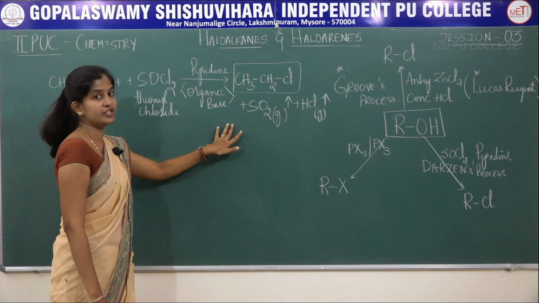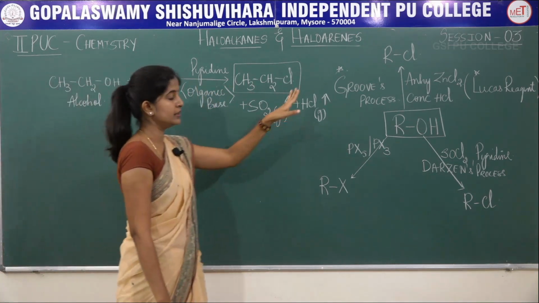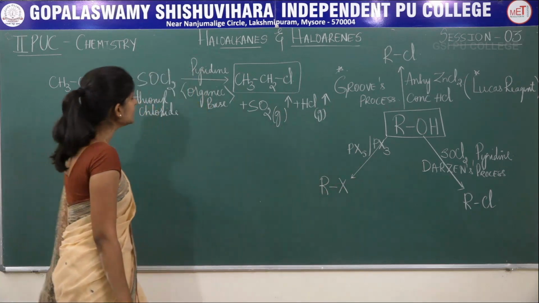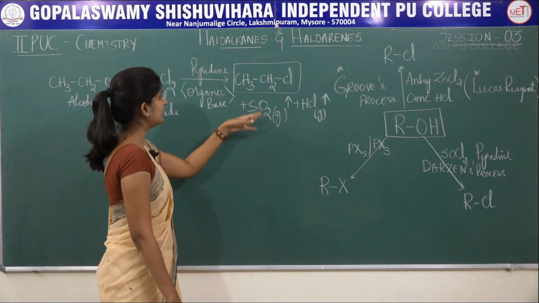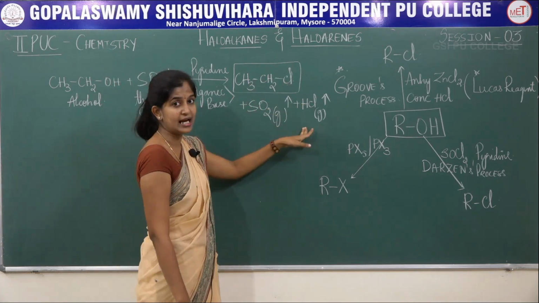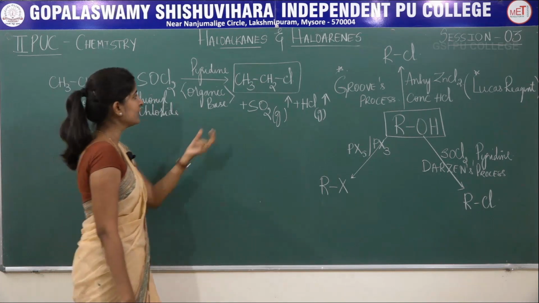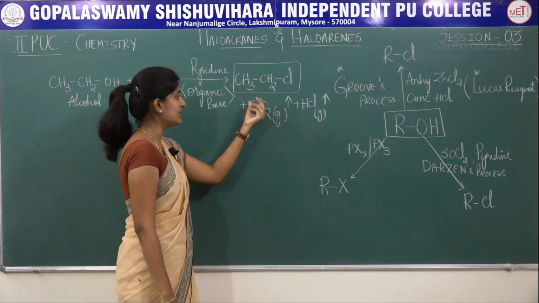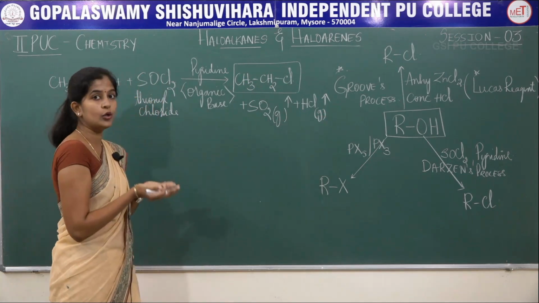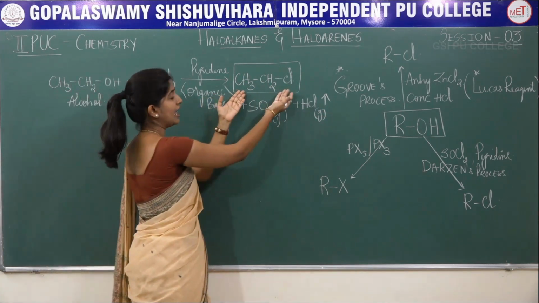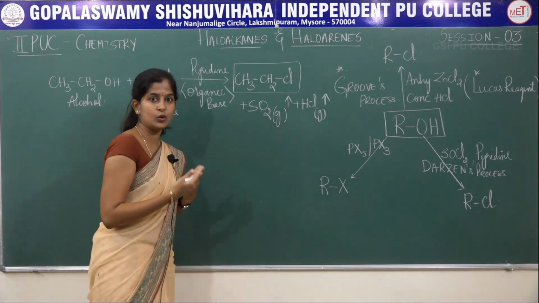The advantage of this method is this is the best method to convert your alcohols into haloalkanes. That is because the other two byproducts which you obtained in this reaction, that is sulfur dioxide and HCl, are gaseous in nature, whereas the haloalkane is liquid in nature. As a result, these two escape from the reaction mixture and the only thing you obtain from this reaction is your haloalkane.